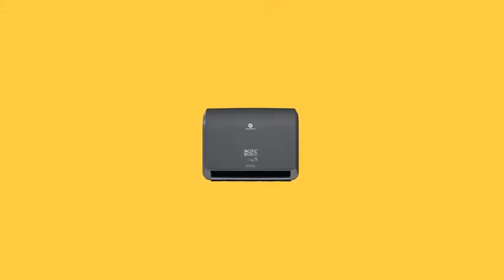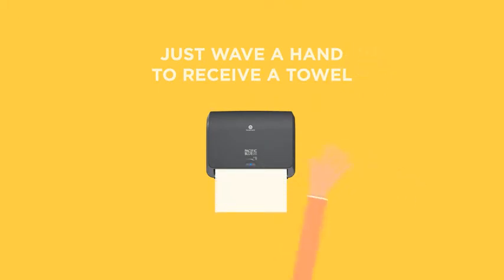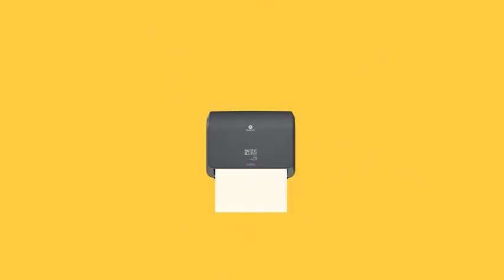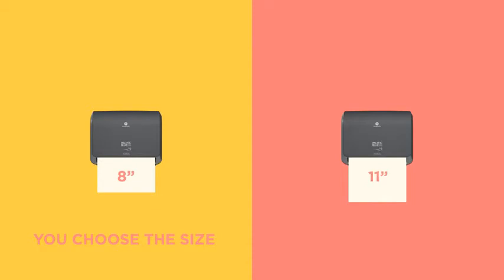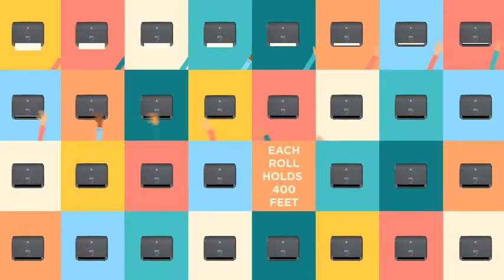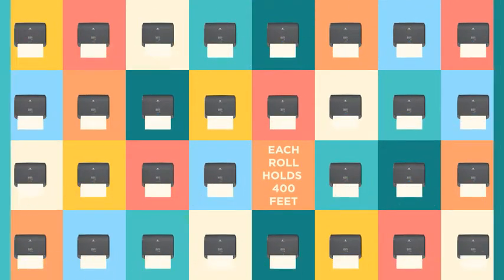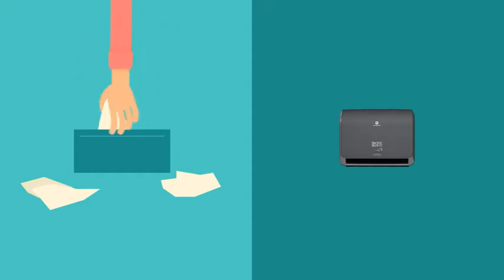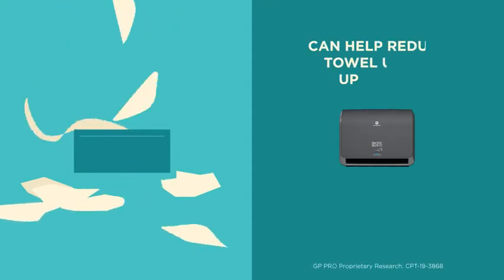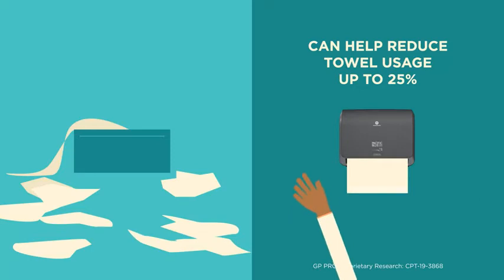cleaner workplace. On-demand mode provides a towel with a simple wave of a hand. Operators can choose between an 8-inch or 11-inch sheet, and the roll itself holds 400 feet of towels. Plus, compared to folded towel systems, the Pacific Blue Ultra Mini can help reduce towel usage up to 25%.